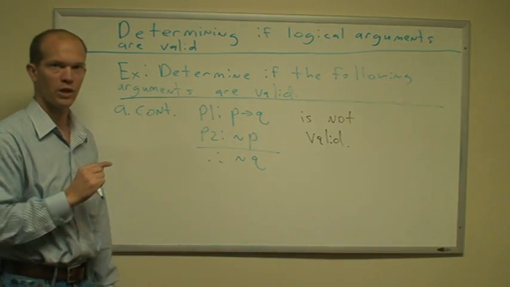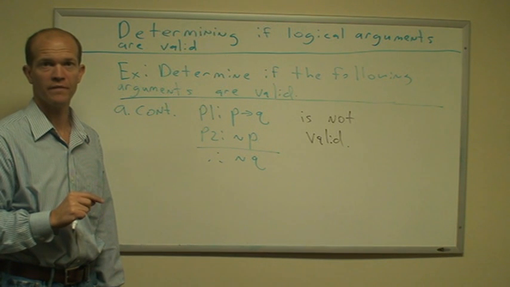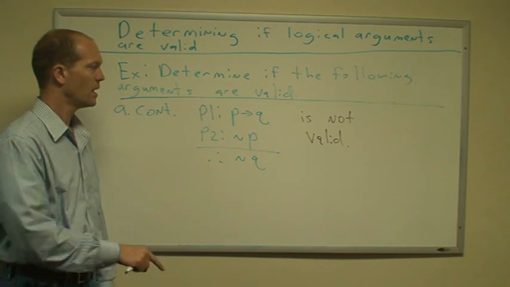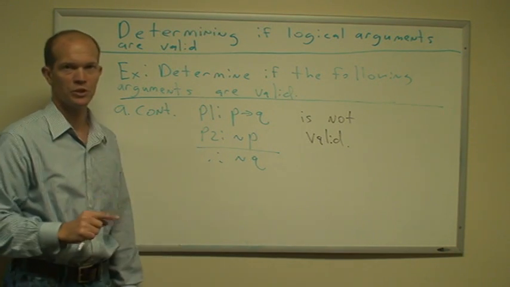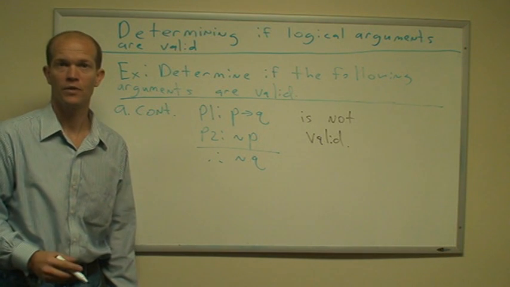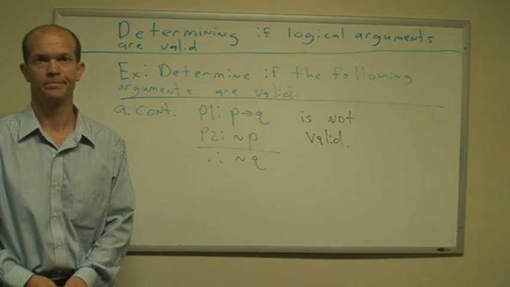Example A was also the argument from the second video on determining if arguments are valid, and you can see how we saw using a truth table that this argument is not valid, but you can also see it directly from the standard form of argument table. In the next few examples, we'll look at several other examples from the standard form of argument table.